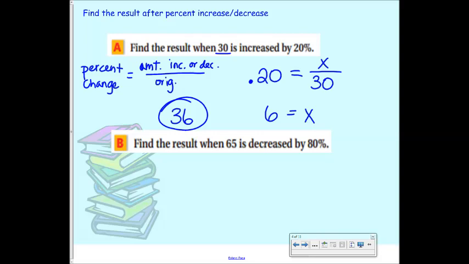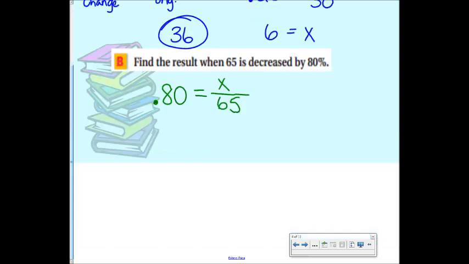Okay, let's try one more and then I want you to do some practice. So let's take a look at this one. Find the result when 65 is decreased by 80%. So where's the 80% going to go? Left side, and I'm going to write it as 0.80 or 0.8. All right, equals, where's the 65 going to go? No. 65 is on the bottom because that's your original. So what goes on the top? So I'm going to have to do what? Multiply 65 times 0.8 or 0.80, which gives me 52.